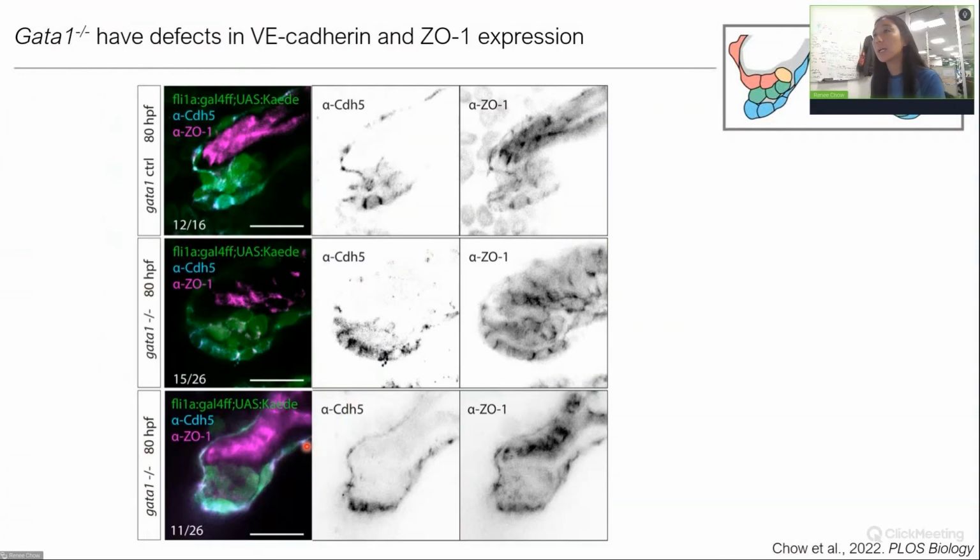Looking at the cell biology at 80 hours post-fertilization, here in the controls, what happens is that the cells express VE-cadherin between all different cells, as well as ZO-1, which is a marker of tight junctions. In the mutants, you have a failure to re-express VE-cadherin between the cells, and sometimes you also have a loss of the tight junctions. And when you have both a loss of the VE-cadherin and tight junctions, you have nothing holding the cells together, and you start seeing all these gaps forming between these cells.